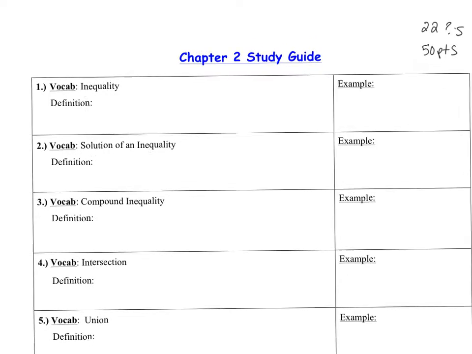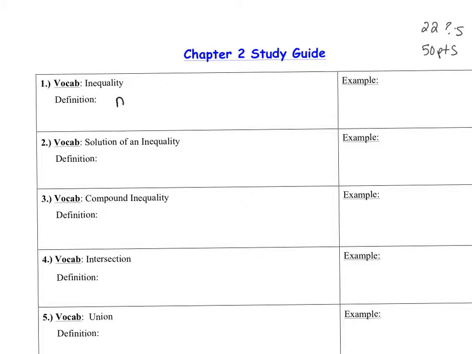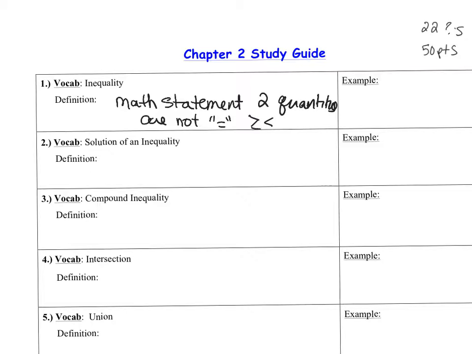It is a math sentence or a statement where two quantities or more, if it's compound, are not necessarily equal. They're related to each other by greater than or less than, greater than or equal to, etc. An example would be something like 2x plus 5 is less than 15. That's an inequality statement.